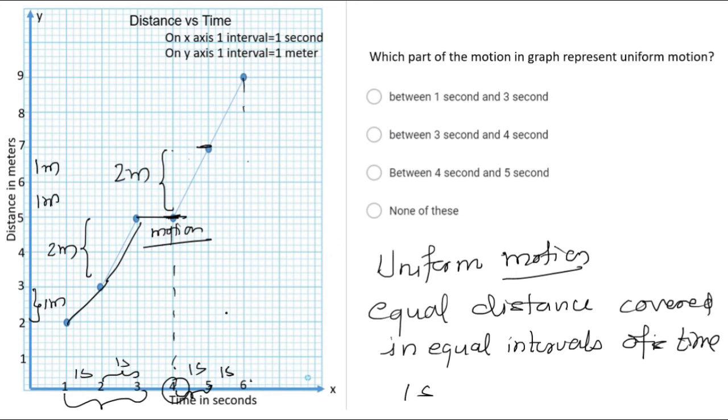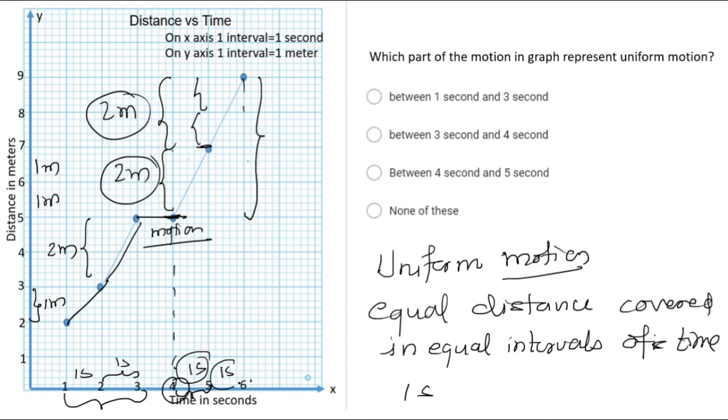Again for the next 1 second, how much is the distance covered? 2 meter distance. That is, this is 1 meter and this will be another 1 meter. So here this is the example for uniform motion, because equal distance, that is 2 meter, is covered in equal intervals of time, that is 1 second.